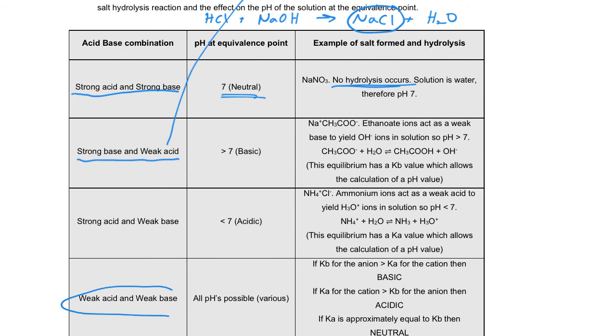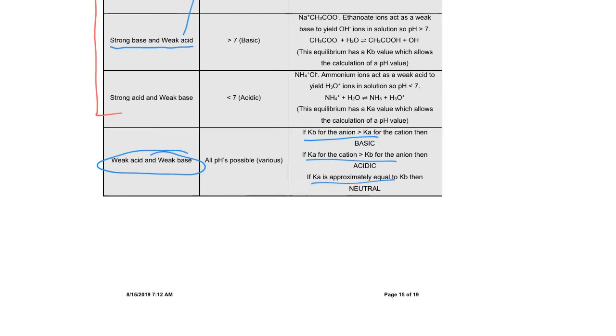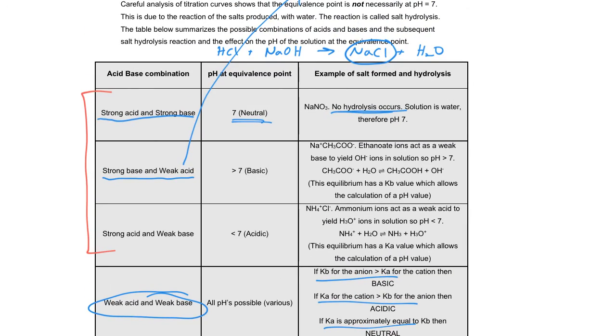Now here, a weak acid, weak base, you have to compare Kas and Kbs, and that you won't have to worry about on the AP test. So don't worry about the weak acid, weak base. Just focus on these three scenarios. And that's it. Okay, that's all I needed to go over with you guys.